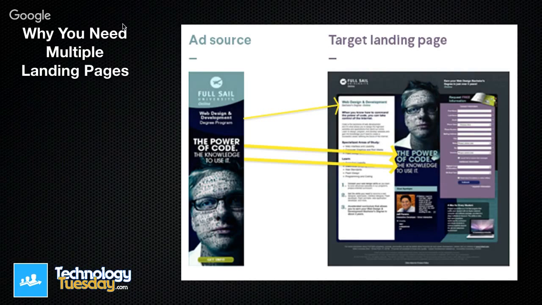Then what I would consider the title, the power of the code, the knowledge to use it, that's their headline and their subheadline. That is also the exact same wording on the landing page. And if you look below there, it is the picture of the guy looking up with code written all over his face. That same image is also on the landing page. So when someone clicks off of that ad, the landing page matches the ad. They show you 3 things, and then the image of the guy is the same, the color scheme is exactly the same, and at the very top, the logo is the same, right?